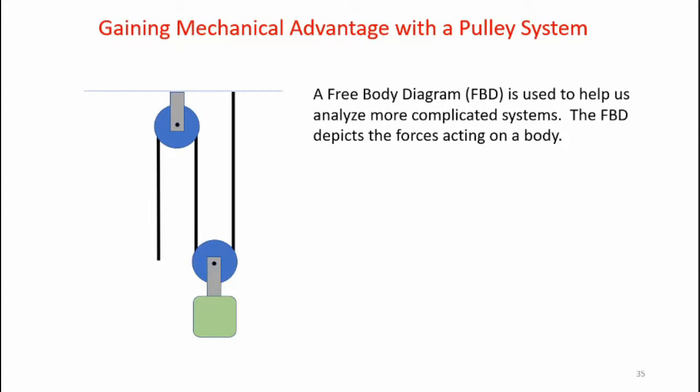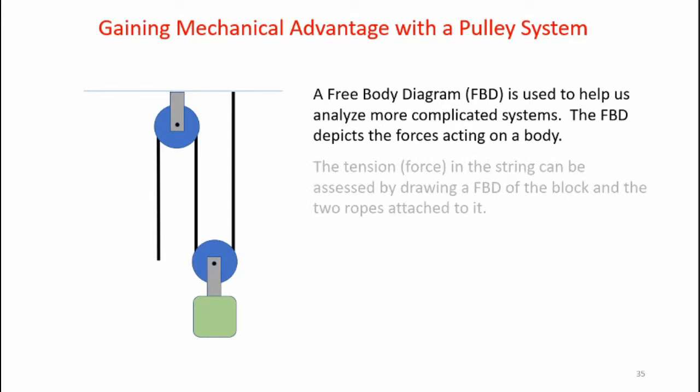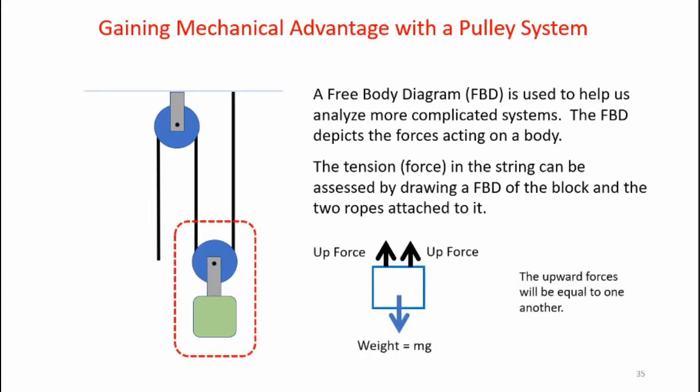Now, a free body diagram, or FBD, is used to help us analyze more complicated systems. The FBD depicts the forces acting on a body. In this case, we'll be looking at the forces acting on our test weight. The tension, or the force in the string, can be assessed by drawing the FBD of the block and the 2 ropes attached to it. So here's a picture of our test weight. We have 2 upward forces and the downward weight mg. The upward forces will be equal to one another.